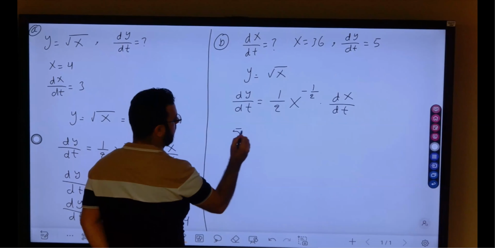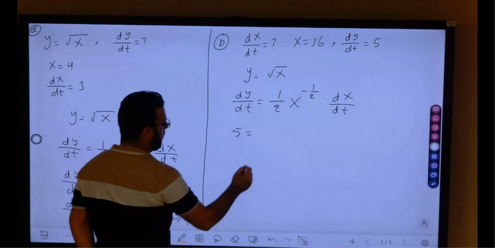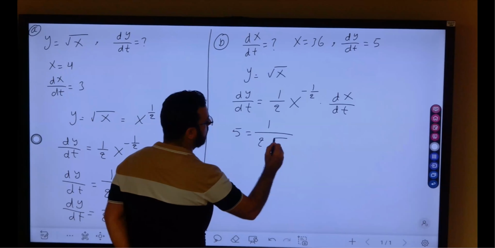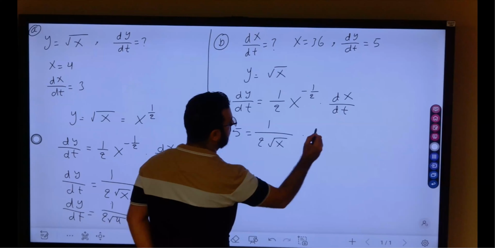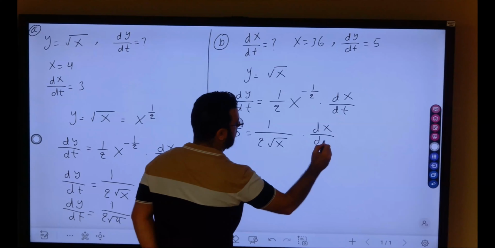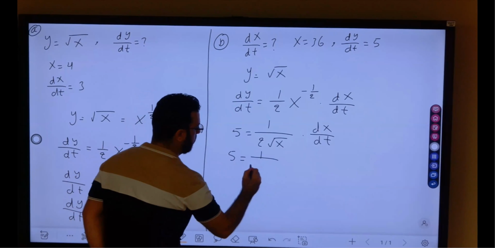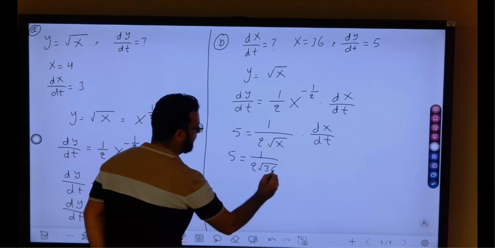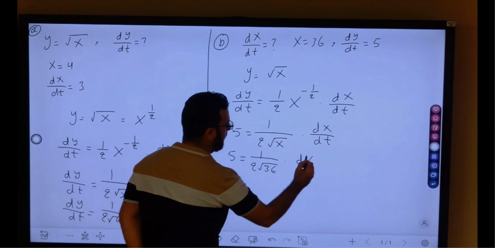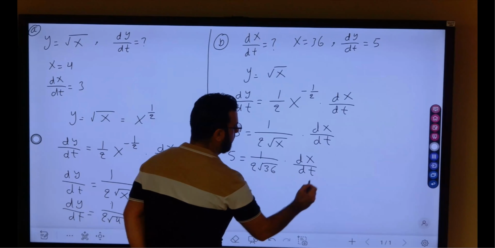Plug in 36 to the negative half. You want to plug in here or you want to simplify it? Both are going to be right. It's 1/2 the square root of x times dx over dt. So 5 equals 1/2 square root of 36 times dx over dt.